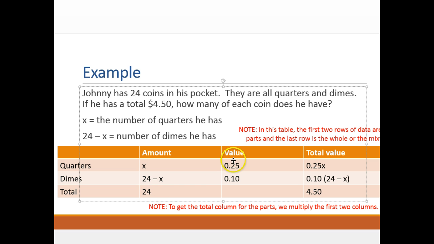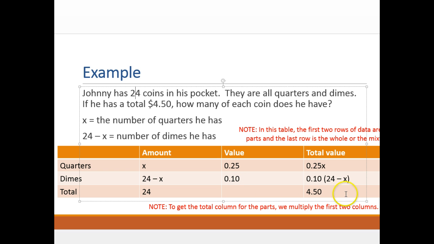The value, well, in this case, a quarter has a specific value. It's worth 25 cents, so 0.25 is its value. A dime's worth 10 cents, so 0.10 is its value. We cannot define a total value for each individual coin because they're a mixture, so we leave this one blank.